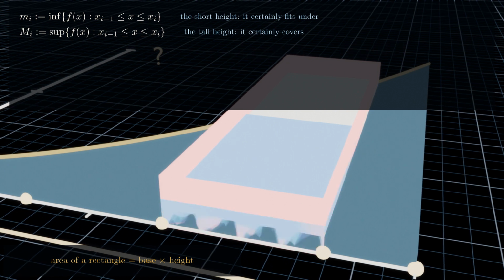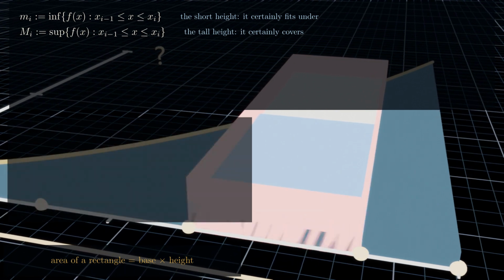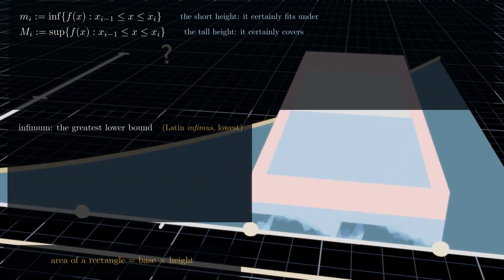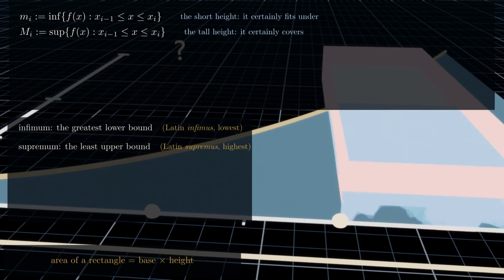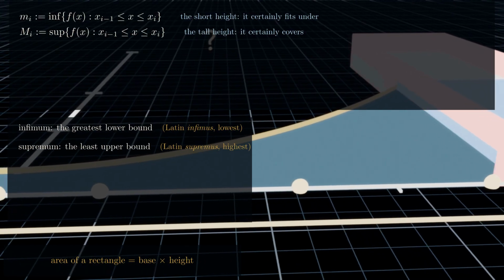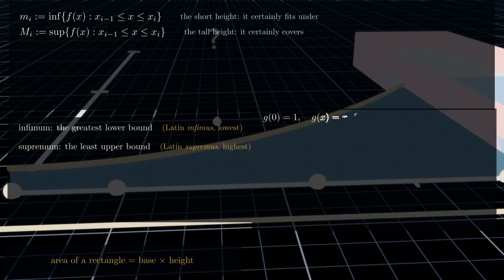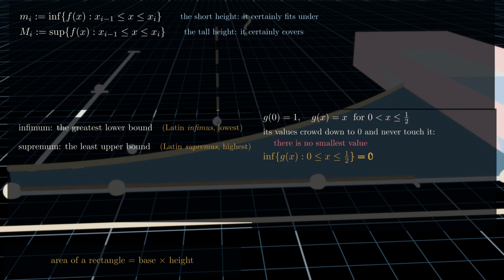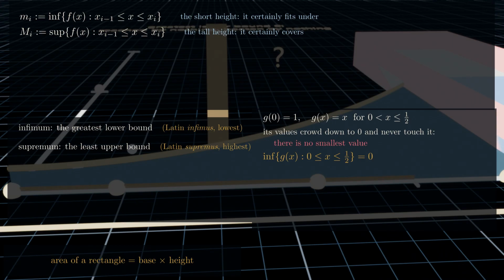Now the words. Mathematicians do not say smallest and largest. They say infimum, from the Latin infimus, lowest, and supremum, from supremus, highest. Ordinary words will not do. A set of values can crowd up against a number and never reach it. Picture a strip from 0 to 1/2, and a function that is 1 at 0 and x everywhere else. Its values get as close to 0 as you please and never touch it. There is no smallest value. But there is a greatest lower bound, 0. Infimum means exactly that, the greatest of all lower bounds, hit or not.